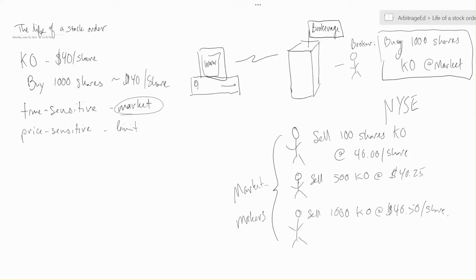You want to buy 1,000 shares of Coca-Cola at the market. What's going to happen? You're going to want to pay as little as possible. So in this case, your broker will approach the first market maker and say, hey, you're willing to sell me 100 shares for $40. You're the cheapest price. I'm going to buy from you first. So we'll take all of yours.